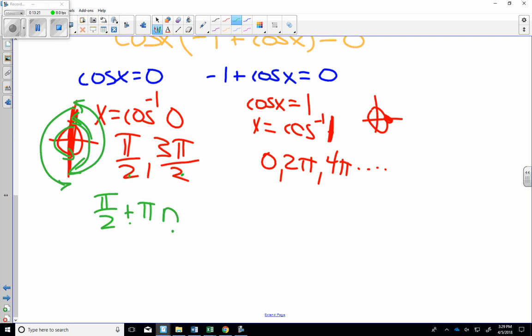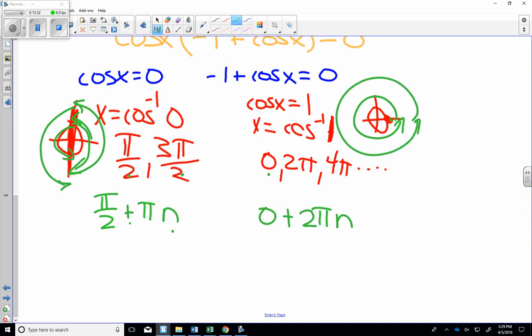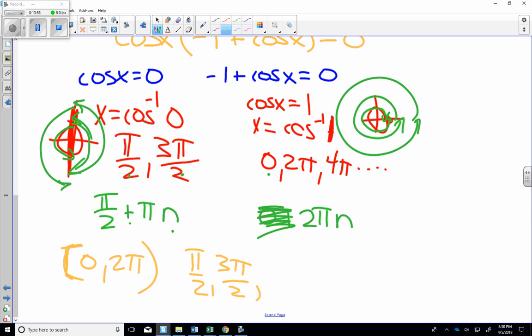In this one, because you start at 0, it'd be 0 plus 2 pi n. So that means you start here, and then you go around, and you go around again, and so on and so forth, and whether you go that way or this way doesn't matter. And 0 plus 2 pi n is just 2 pi n. Now, if it had given you an interval, say bracket 0 comma 2 pi, parenthesis, then your answer would be pi over 2, 3 pi over 2, and 0, because it includes 0, not 2 pi. And these would be the only solutions then.